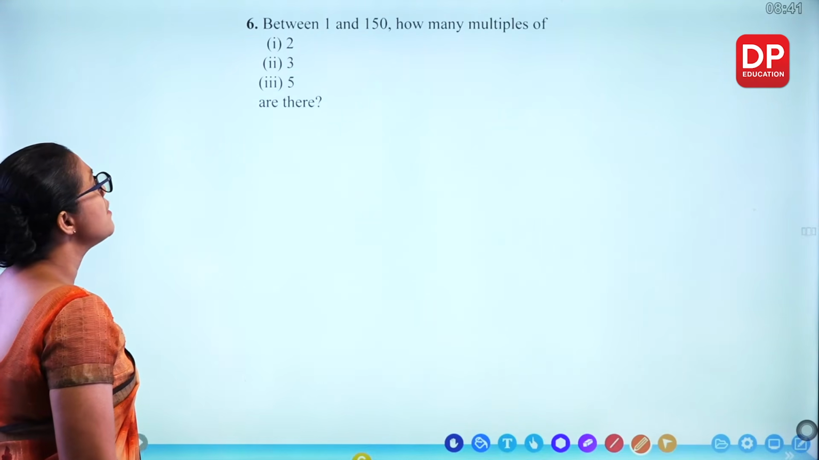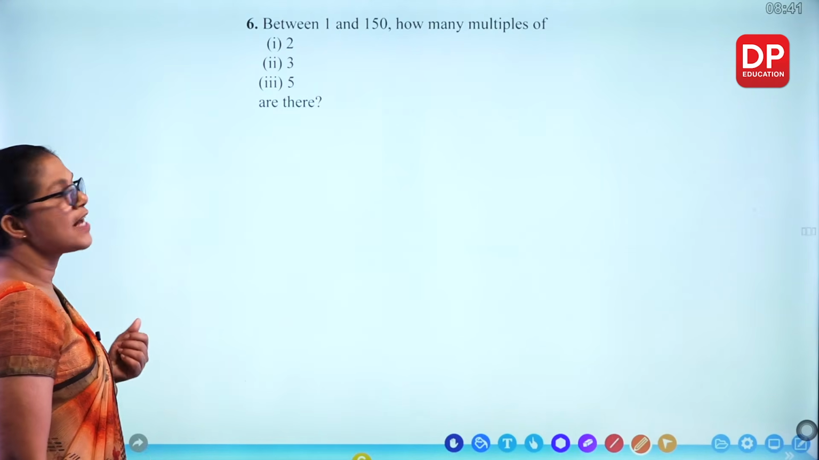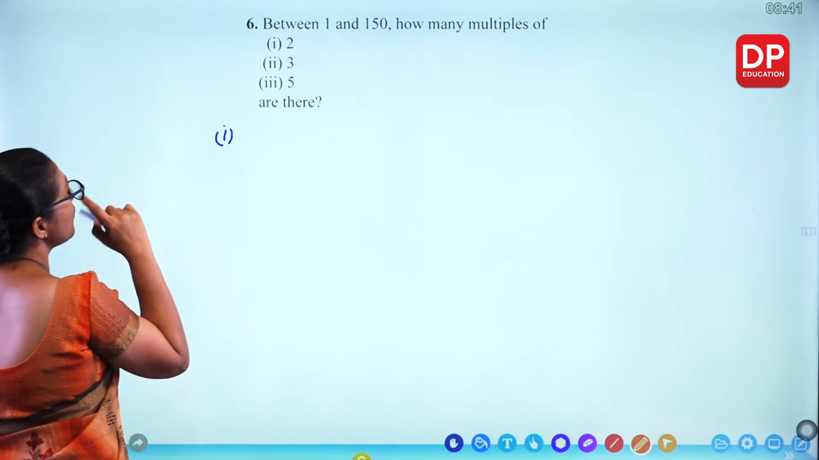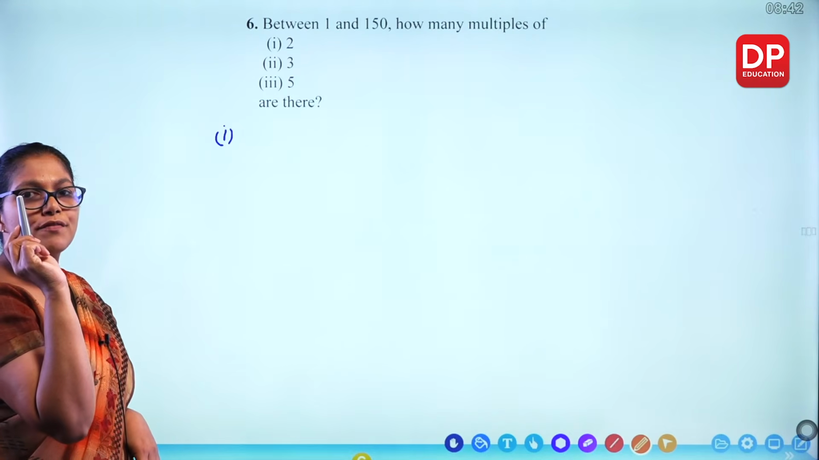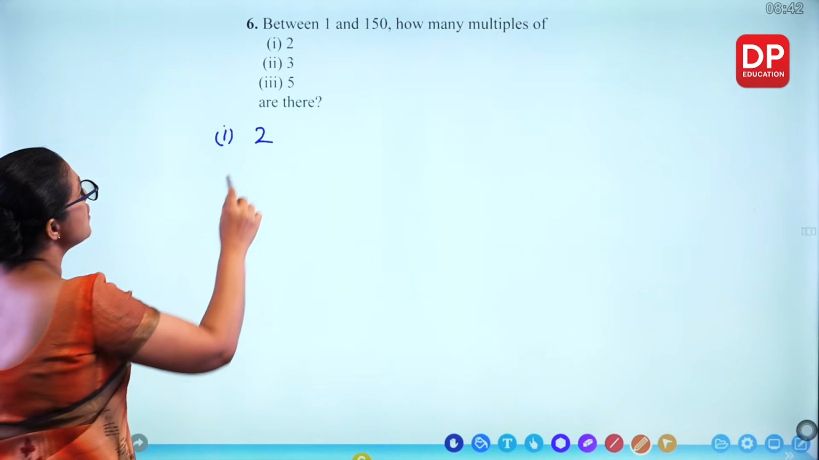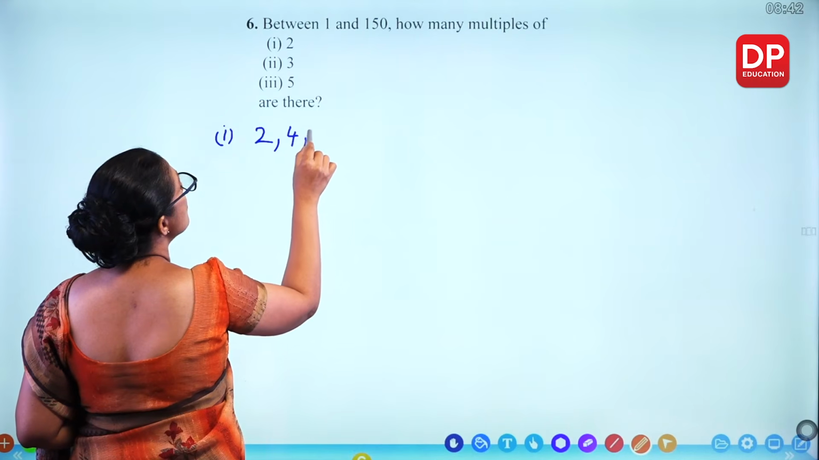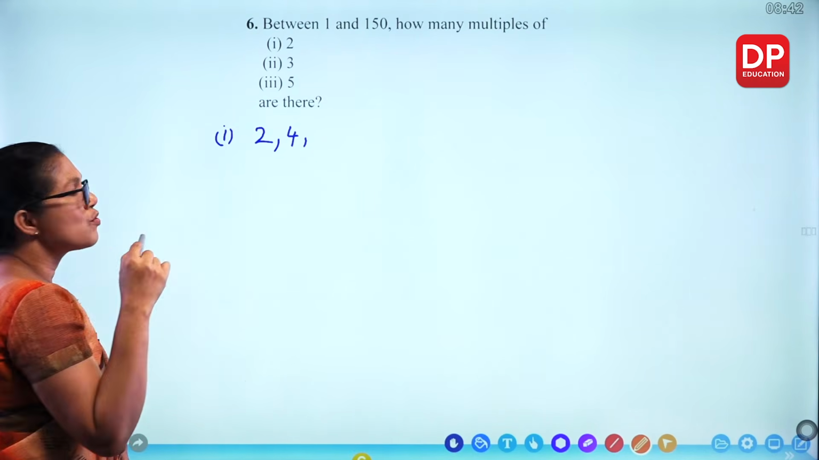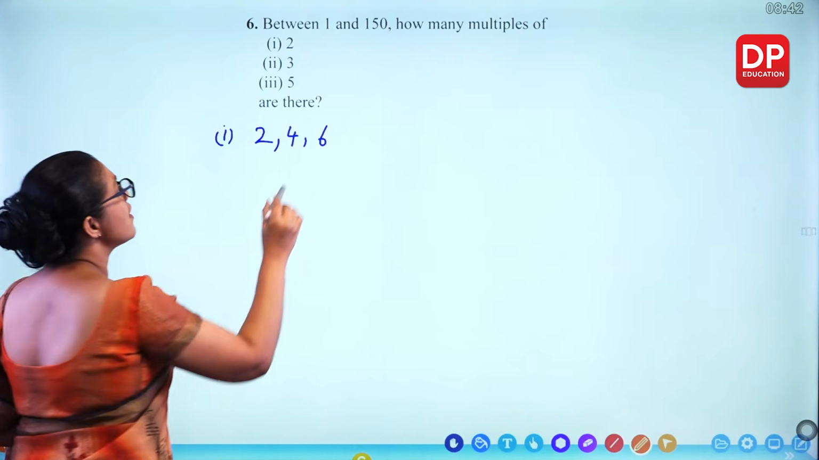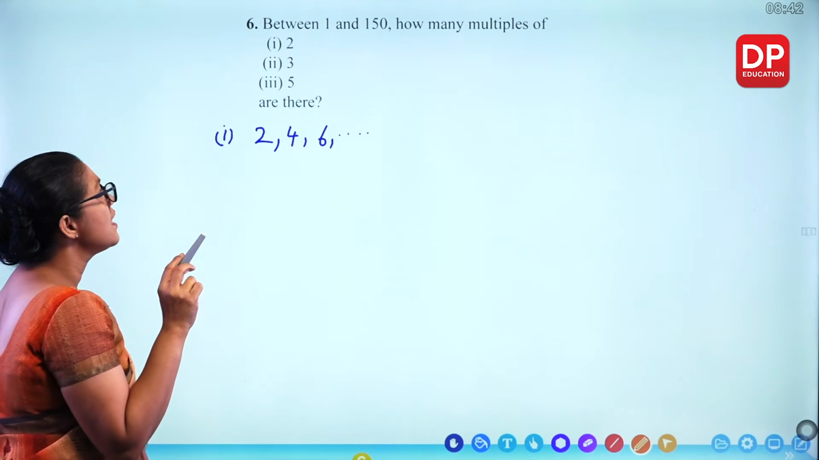Question number 6. Between 1 and 150, how many multiples of 2's, 3's, 5's are there? So we'll see the first one, multiples of 2. What's the first multiple of 2? First number is 2. What's the last one? The second one is 2 times 2, 4. 2 times 3, 6. So this is the progression now, arithmetic progression. What's the last number you can get for 150?